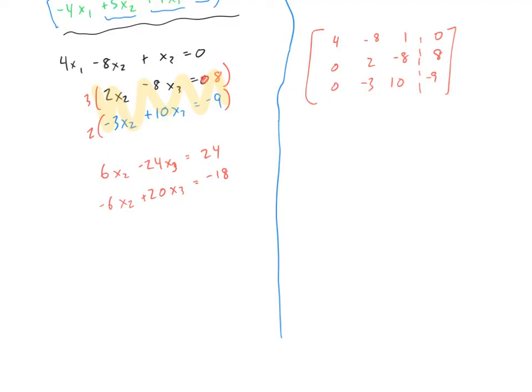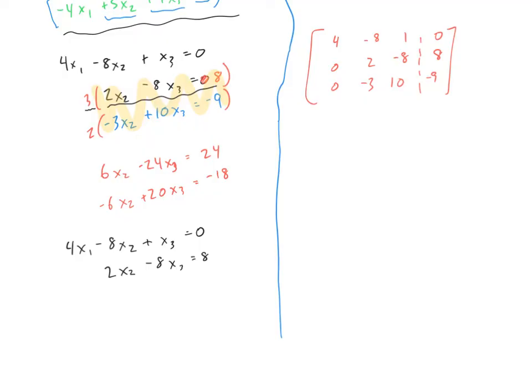I'm going to drop my first row from earlier. That's not changing. 4x1 minus 8x2 plus x3 equals 0. I'm going to rewrite my middle row, the original middle row, this guy here. 2x2 minus 8x3 equals 8. So yes, I did multiply it by that 3 there, but I could just as easily divide the 3 back out. I want to work with smaller numbers if I can in my future steps.